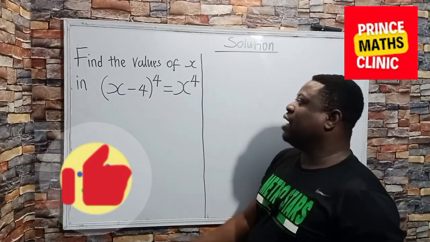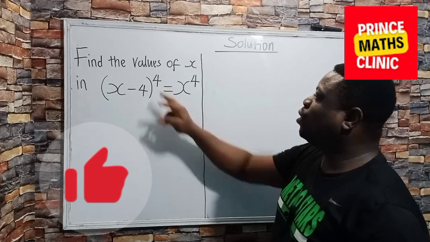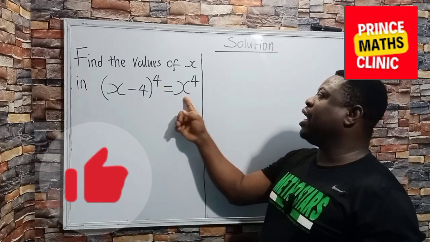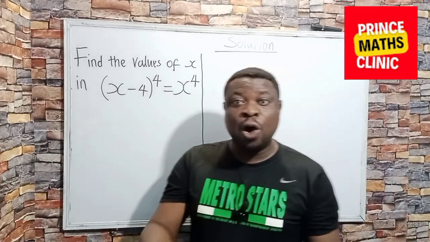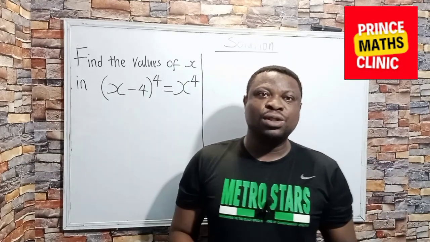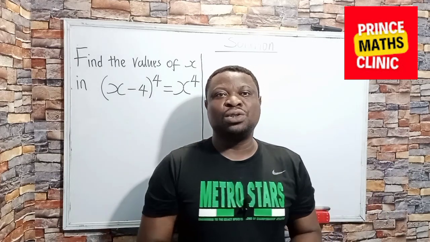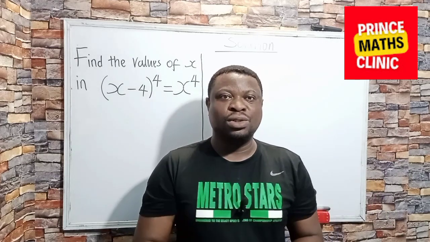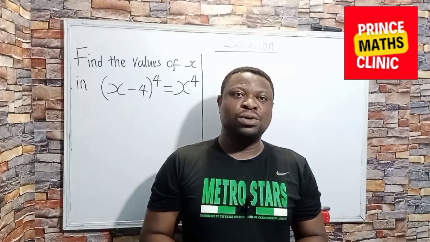We have that (x minus 4) all to the power of 4 is equal to x to the power of 4. I'm going to be solving this question using two methods, and I want you to pay attention to the methods that will be used in solving this problem on the board.